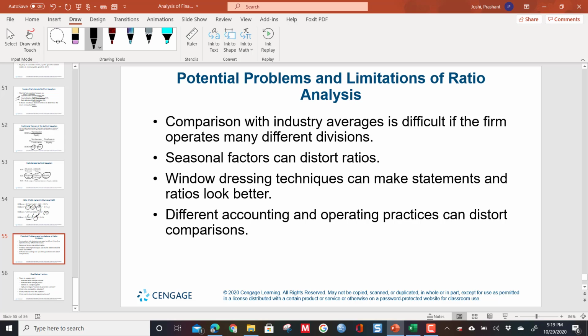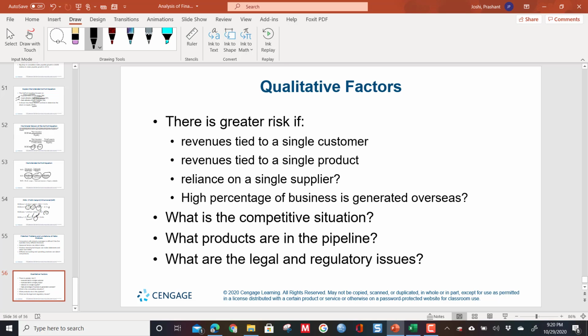So what are the potential problems with ratio analysis? We calculate a number of ratios, right? Now, one of the benchmarking that we did is comparing with the industry, and that is difficult if the firm operates many different divisions. If the company has different divisions, then it's difficult to make an industry comparison. Seasonal factors can distort the ratio. Window dressing techniques can make statements and ratios look better than they are. And different accounting and operating practices can distort the comparison.